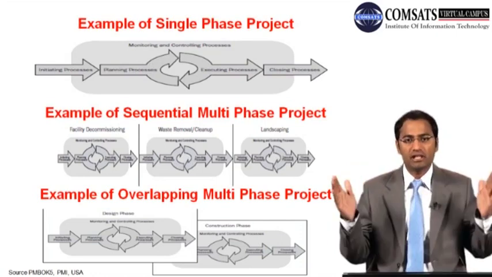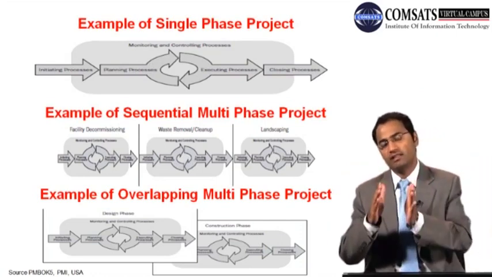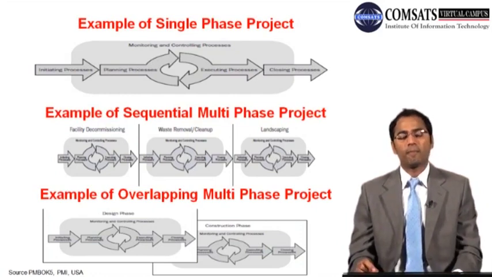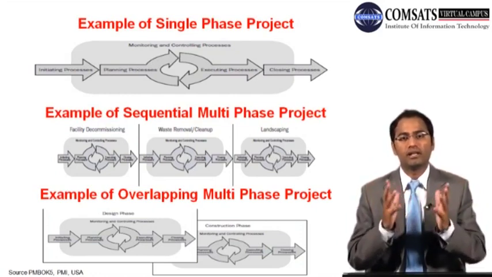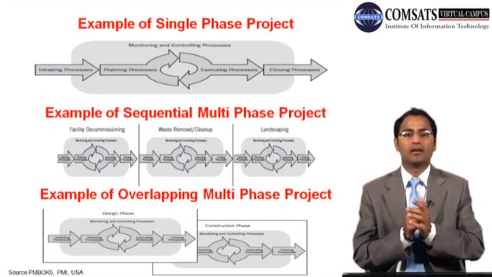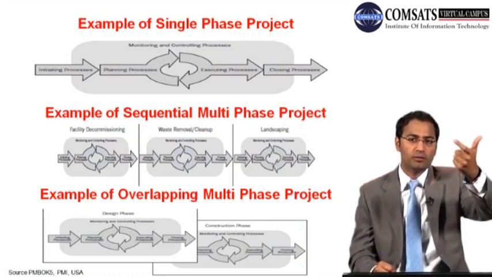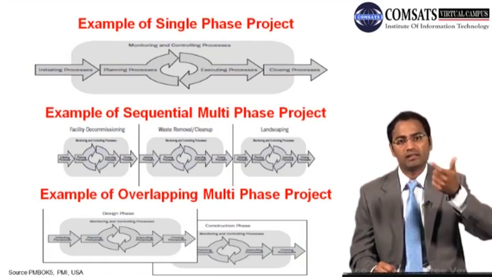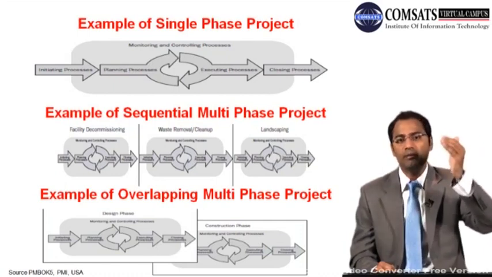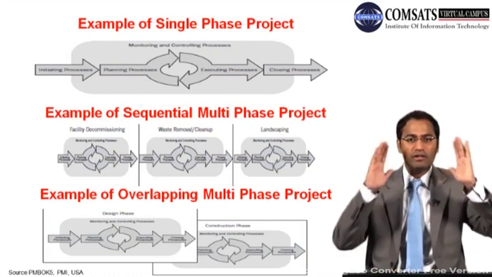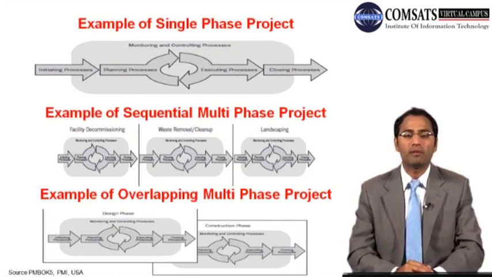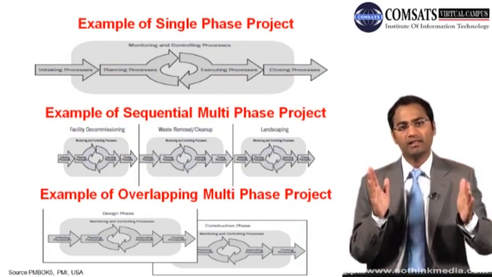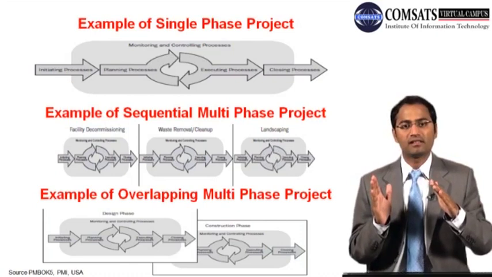You can have sequential phases: one is complete, then the second is started, then the second is complete, then the third is started, or you can place them overlapping. In this fashion, your project will be in a unique situation as far as the life cycle is concerned. In phase number 1 you are doing planning, in phase number 2 you are doing initiation, in phase number 3 you are doing execution. So at the same time you may be doing initiation, planning, and execution. A project may be in initiation, planning, execution, and closure phases at one time.